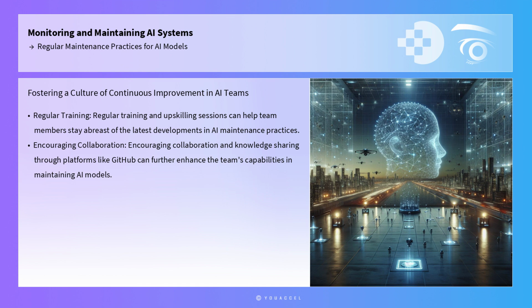In addition to technical maintenance practices, it's crucial to foster a culture of continuous improvement within AI teams. Regular training and upskilling sessions can help team members stay abreast of the latest developments in AI maintenance practices. Encouraging collaboration and knowledge sharing through platforms like GitHub can further enhance the team's capabilities in maintaining AI models.